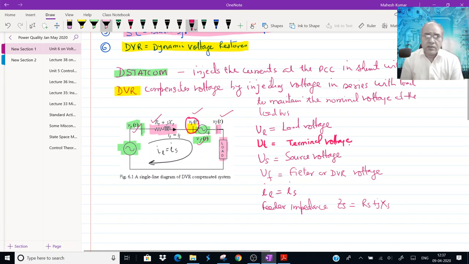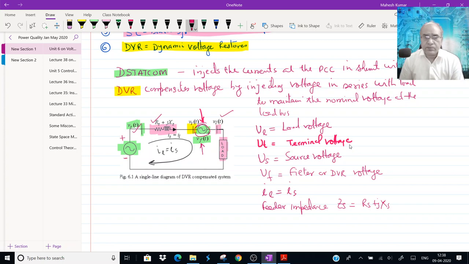So where is DVR? The DVR is here. Okay, this is DVR. What it does? This is injecting a voltage in series, VF. So you can see we are injecting voltage VF in series. We have taken polarity of negative to positive, which means we have aligned to the source voltage, which is also negative and positive here. Okay, so this is an ideal voltage source.